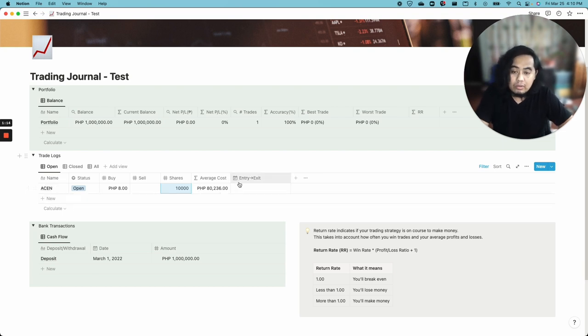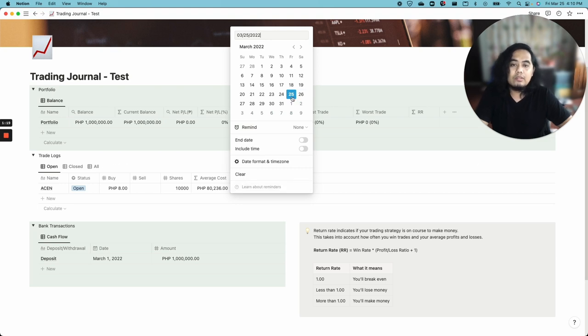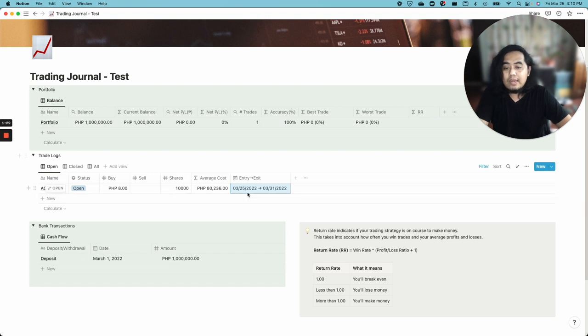You'll also see an entry and exit here. Let's say you entered today, the 25th. If I want to exit, I'll just add an end date, let's say the 31st. It will then show the duration of the trade.